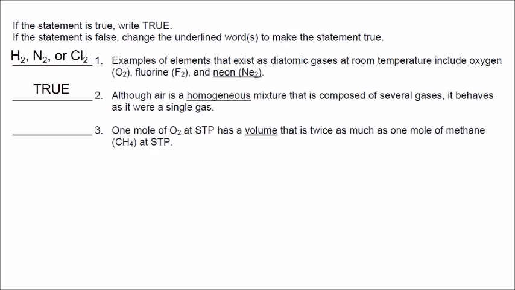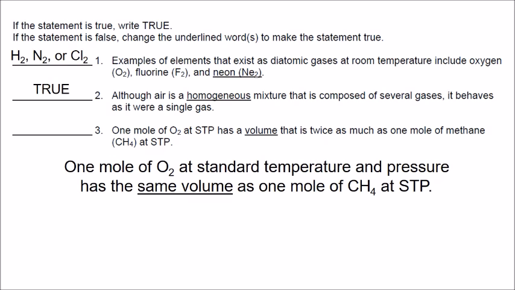The next one talks about 1 mole of oxygen at STP, standard temperature and pressure. It says it has a volume that's twice as much as 1 mole of methane, CH4, which is also at STP. Well, 1 mole of oxygen at STP should have the same volume as 1 mole of methane, because if you have the same moles, the same temperature, and the same pressure, then the volume should be the same as well. So what exactly is twice as much for oxygen compared to methane?